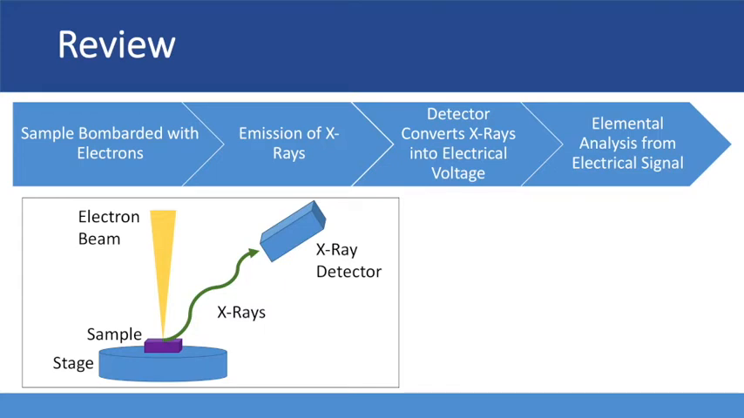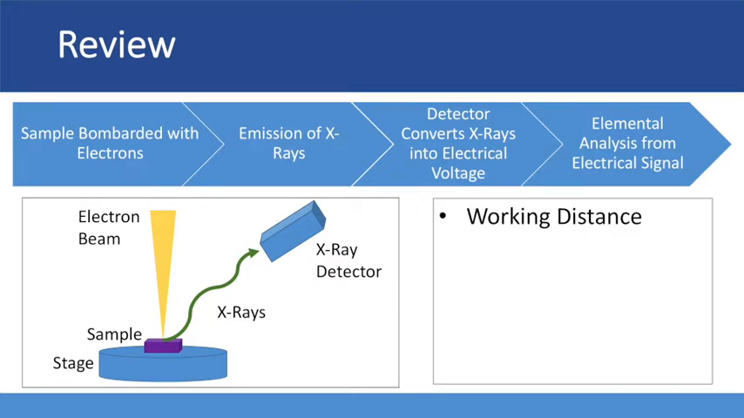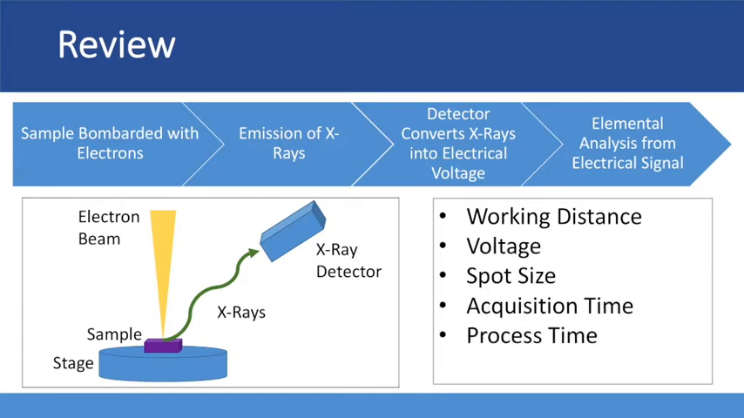As we went over in the introduction video, there are several factors that affect the signal you get from your sample. First was the working distance, as well as the voltage, spot size, acquisition time, process time, and sample preparation.